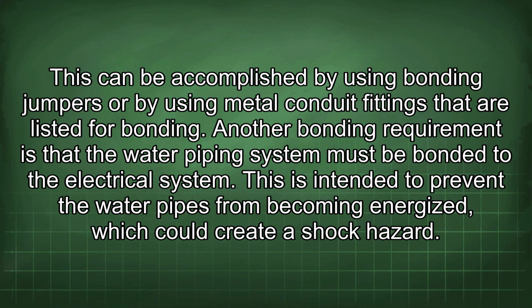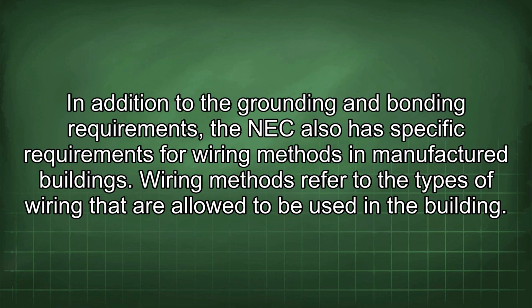Another bonding requirement is that the water piping system must be bonded to the electrical system. This is intended to prevent the water pipes from becoming energized, which could create a shock hazard. In addition to the grounding and bonding requirements, the NEC also has specific requirements for wiring methods in manufactured buildings. Wiring methods refer to the types of wiring that are allowed to be used in the building.